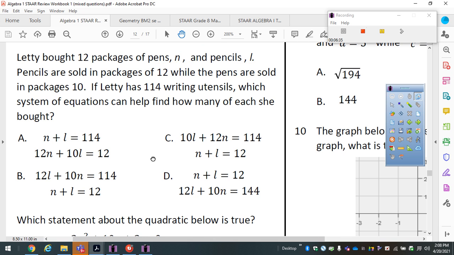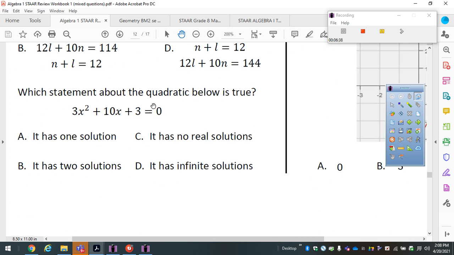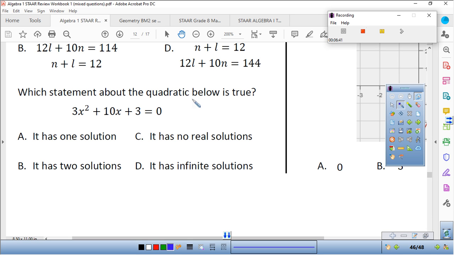Okay, let's go on. What statement about the quadratic function below is true? Let me see. Okay, so one solution means it's like this. It crosses and touches at once. So not necessarily touch it here. It can touch it here, here, wherever. This one is like this. It crosses or doesn't cross the x-axis. Our solutions, I'll choose this one here.